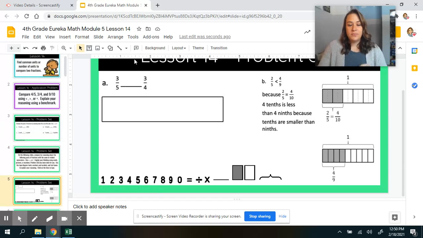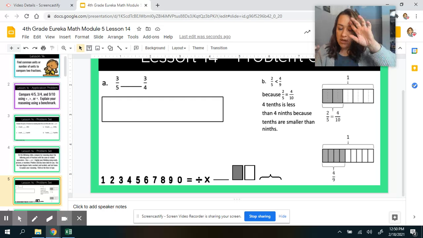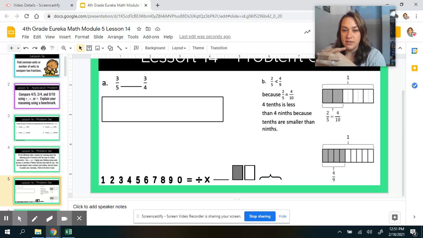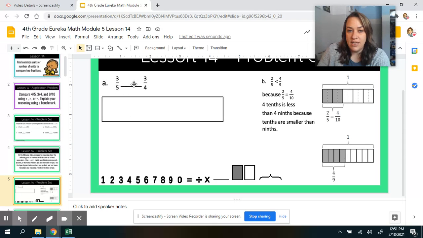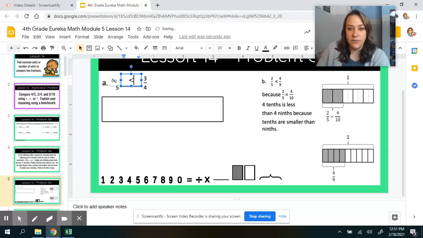So here, B is already done for you. So they compared using tape diagrams, which you could always do, or you could use the number line like we did in the last lesson to compare. So 3/5 is blank 3/4. So just like we talked up here, remember 1/4 is larger than 1/5. So if I have 3/4, it's going to be larger than 3/5. I have the same amount, but my fractional unit is different. So 3/5 is less than 3/4.